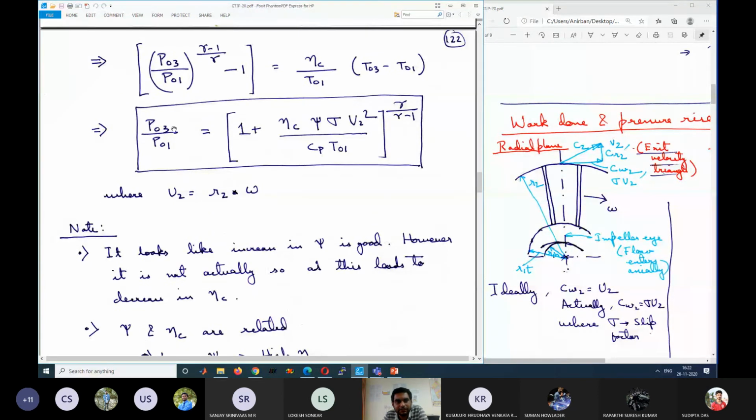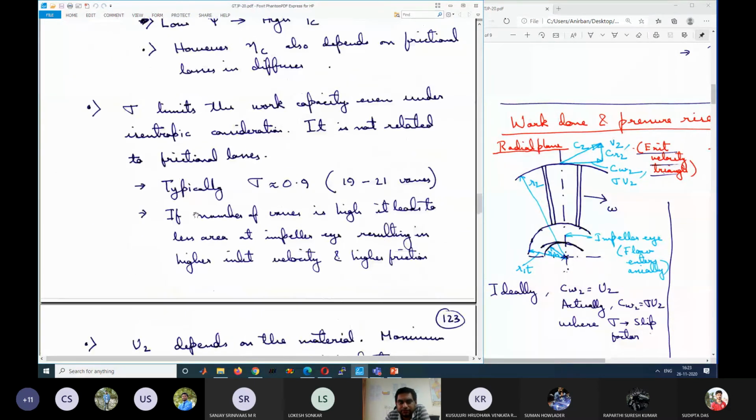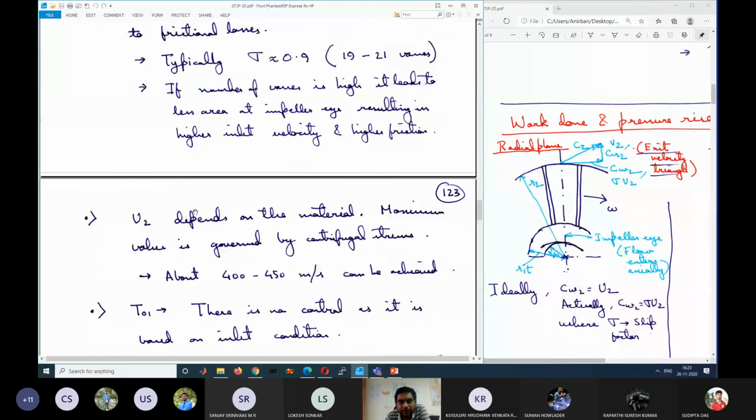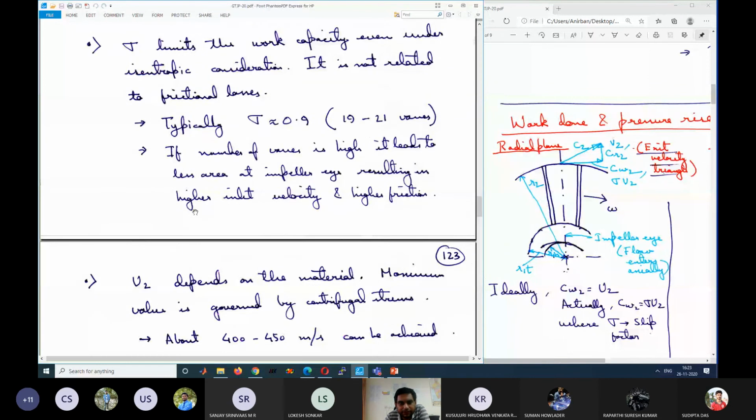Then the third factor, which denotes how much pressure we can get, is U2. All the other factors are beyond our hand. Cp, gamma and T0 are already given factors. So if we can increase U2, we can get more pressure ratio. Now how to increase U2? What is the process for increasing U2?